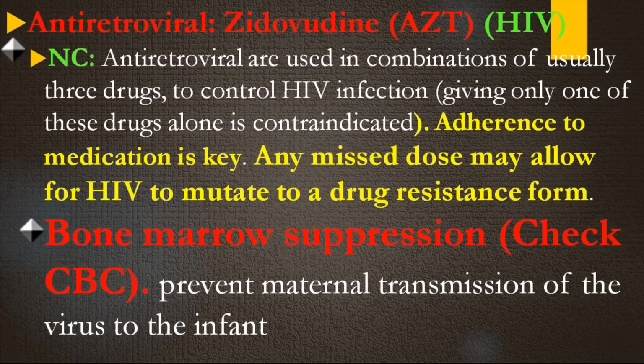Zidovudine. Zidovudine is for HIV. Zidovudine is one of the 3 medications that the patient needs to take every day. And 3 medications because they can produce resistance if you give only one of these antivirals. And the main thing that we need to remember is bone marrow suppression. That can lead to bone marrow suppression in the 3 lines. It could be red blood cells, and or platelets, and or the white cells.